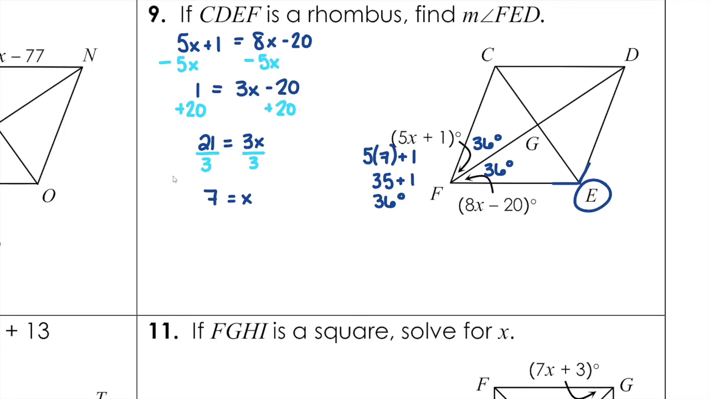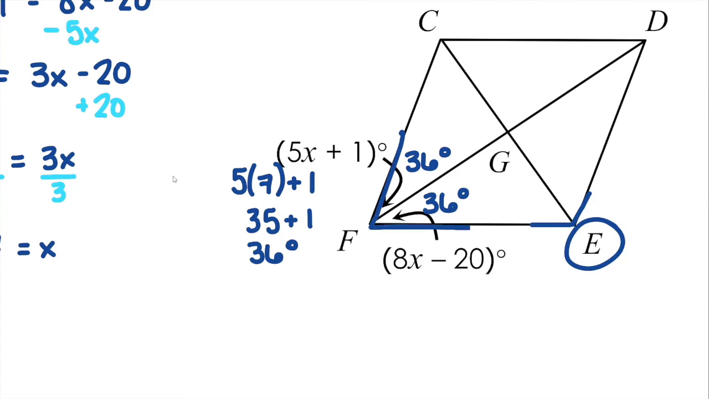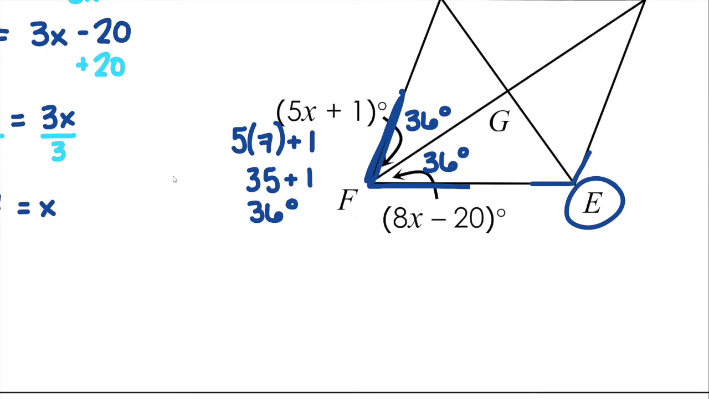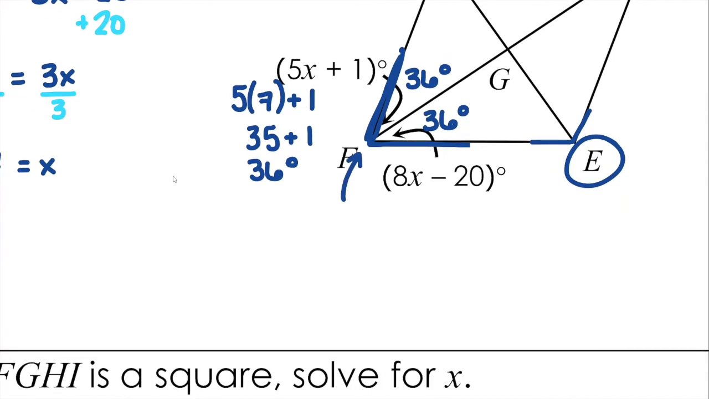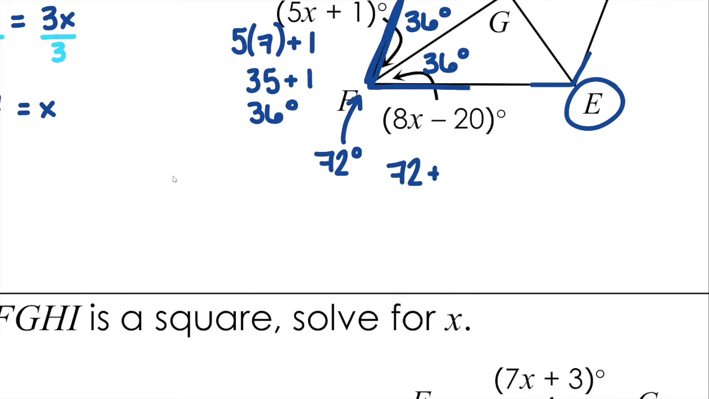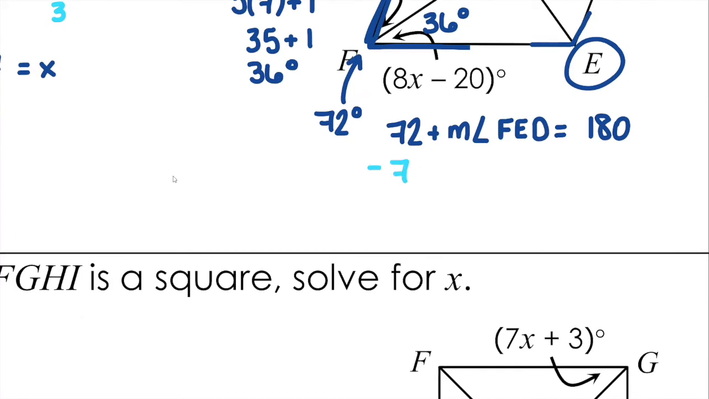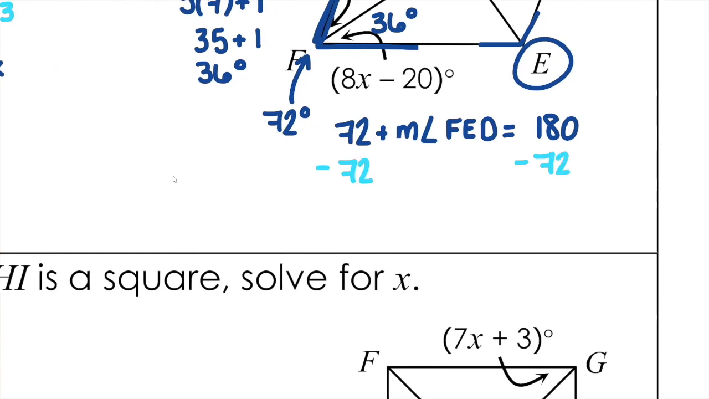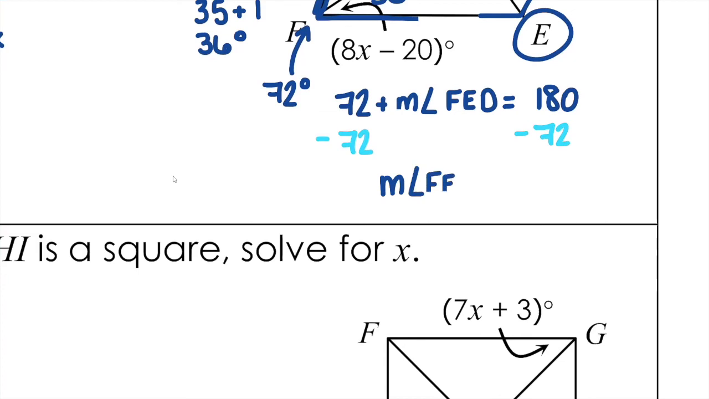So what do we do with the 36? Well, what do we know is true about the full measure of F? If we add those two together, the full measure of F is 72. F and E are consecutive angles. So because they are consecutive, that means they are supplementary. So we take our 72 plus the measure of FED, and that equals 180. Subtract 72 from both sides. So the measure of FED is 108.